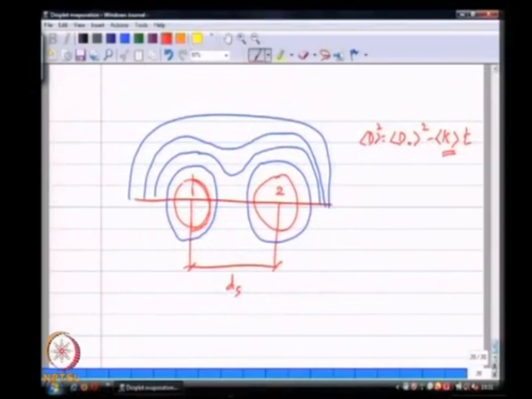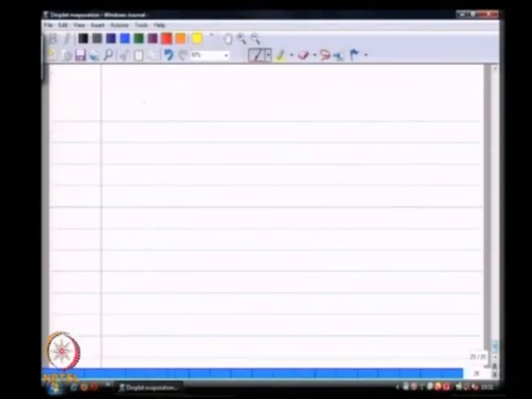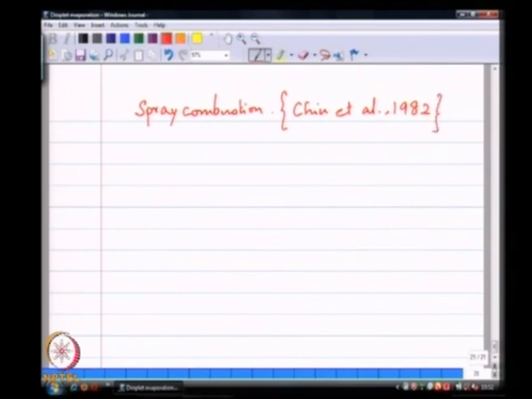Okay. So, we are now going to move on to our last point of argument, which is to look at spray combustion. This is adapted from a very important work by Chu et al. in 1982, where they parsed the different modes of combustion among droplet clouds into 4 possible regimes.